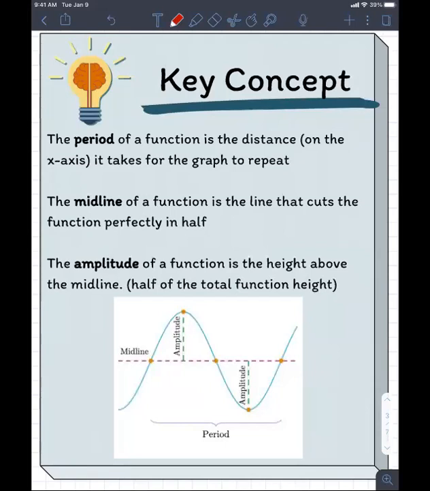Another thing I forgot to say: for us to consider it periodic, it does have to be horizontal the whole time. It can't be diagonal and it can't be vertical. It has to be going along the x-axis, from left to right.